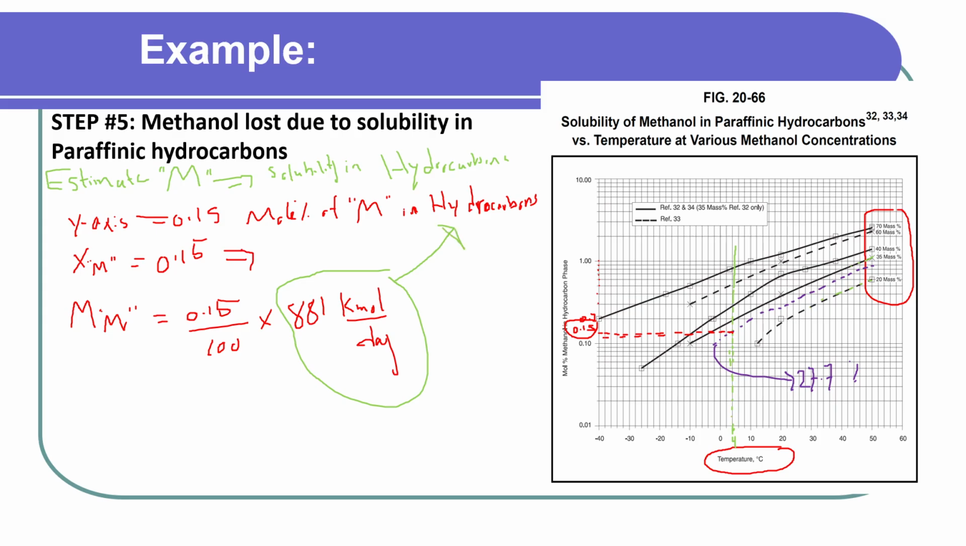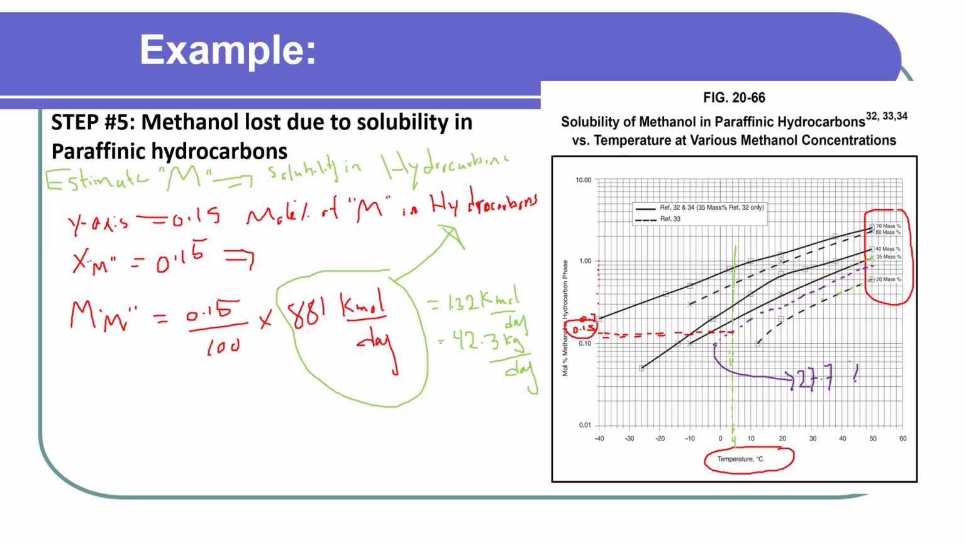So how much will be the molar flow rate for methanol? As a result, it will be approximately 1.32 kilomole per day, which is equivalent, if you know the molecular weight of methanol, which is 32, to 1.32 multiplied by 32, approximately 42.3 kilogram per day of methanol lost to the hydrocarbons.